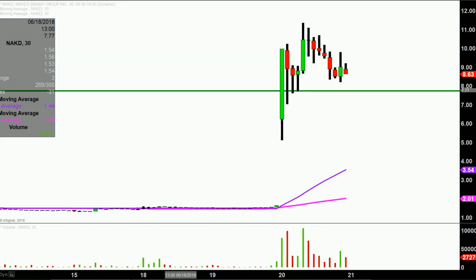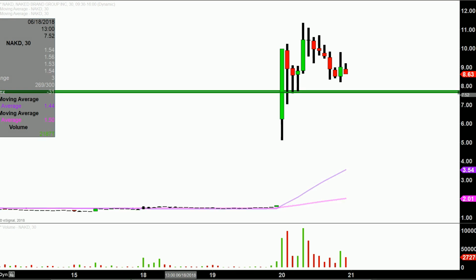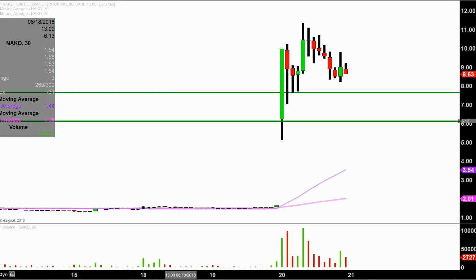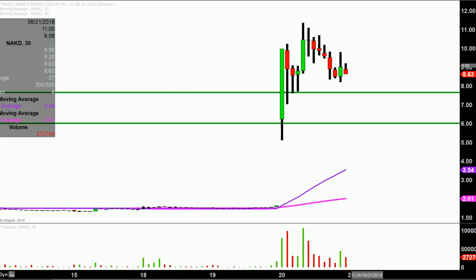Now, the next level of support to keep an eye on would be down here at essentially the low portions of the day. Not quite, but I'm going to just go ahead and call it $6. So near term, $7.75 and $6.